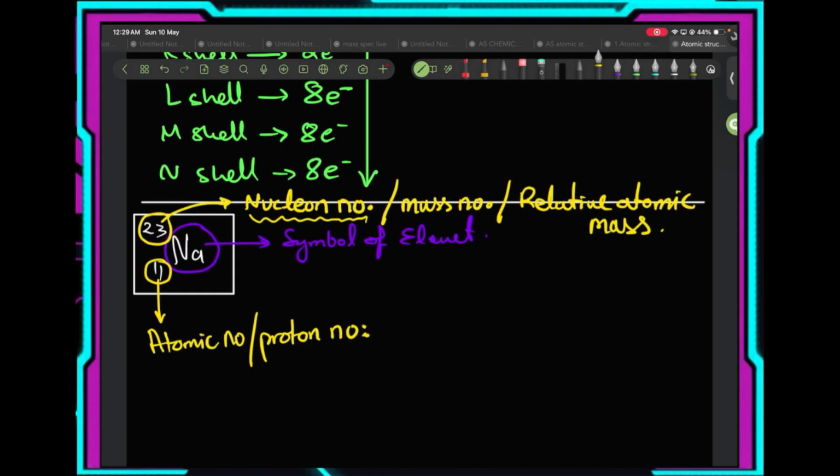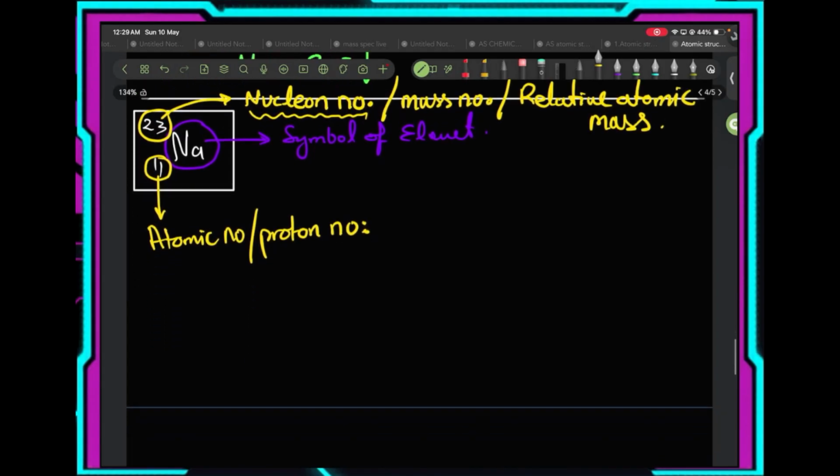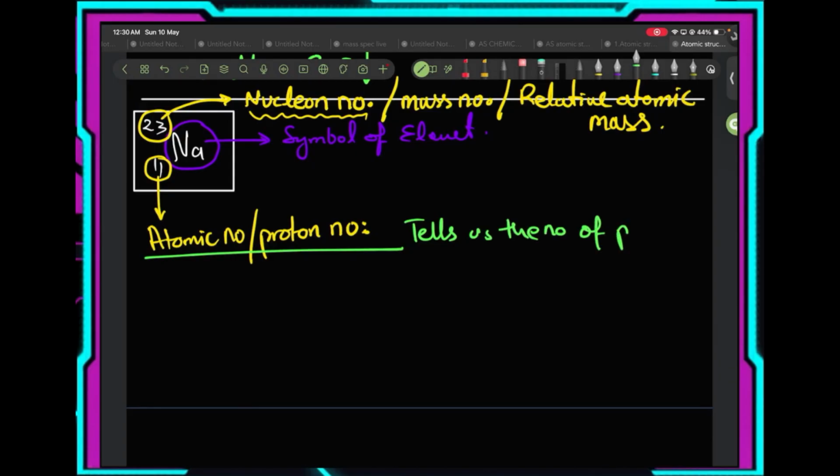You'll always call this the nucleon number. Okay, so let's figure out what the proton number tells you. So the proton number tells us the number of protons in the atom of an element. The number of protons in the atom of the element.